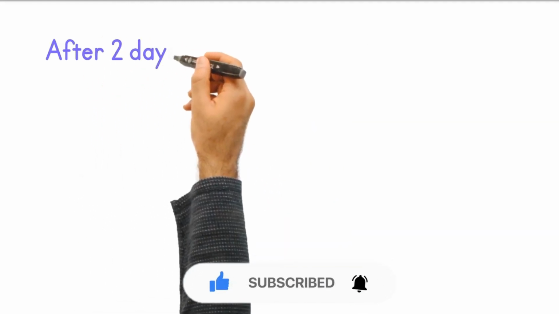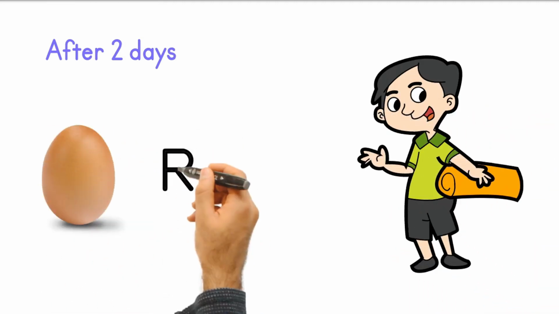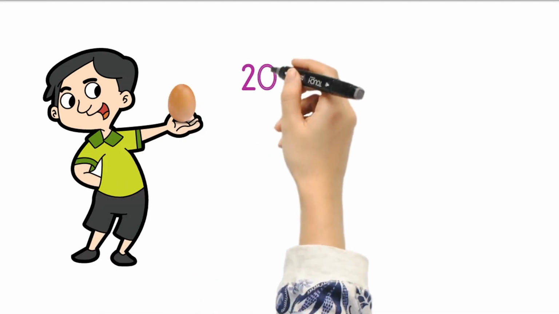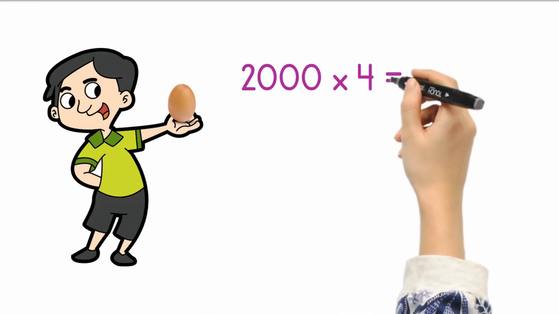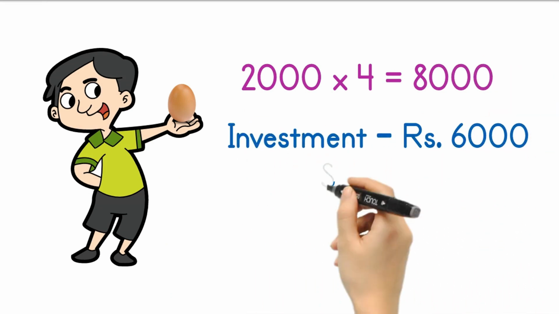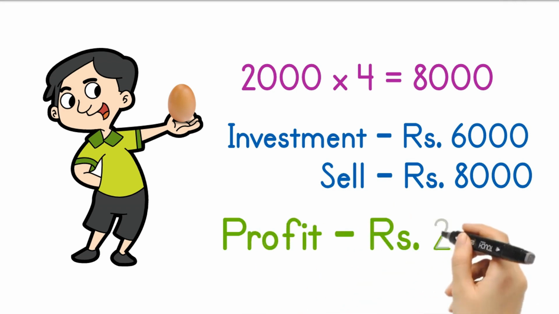After 2 days, as Ram expected, the price of an egg rises to 4 rupees. Following his plan, he sold 2000 eggs for 4 rupees each and he made 8000 rupees. He initially invested 6000 rupees, sold eggs for 8000 rupees and made a profit of 2000 rupees.